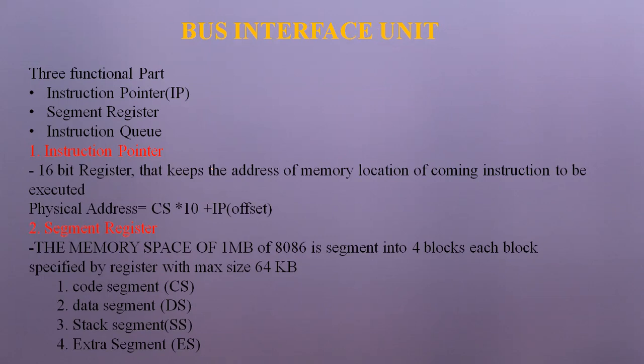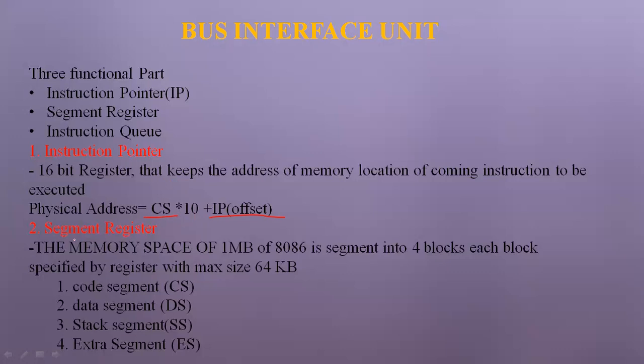We calculate the physical address of the instruction pointer with this formula: code segment multiplied by 10 plus instruction pointer. That means the offset address is added to the segment register multiplied by 10. This gives the physical address of the instruction pointer.